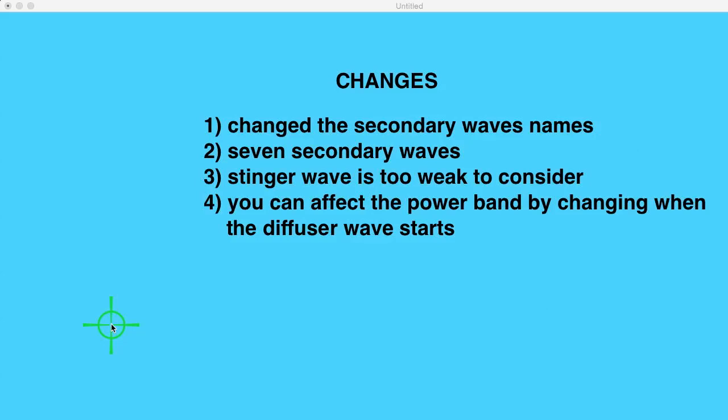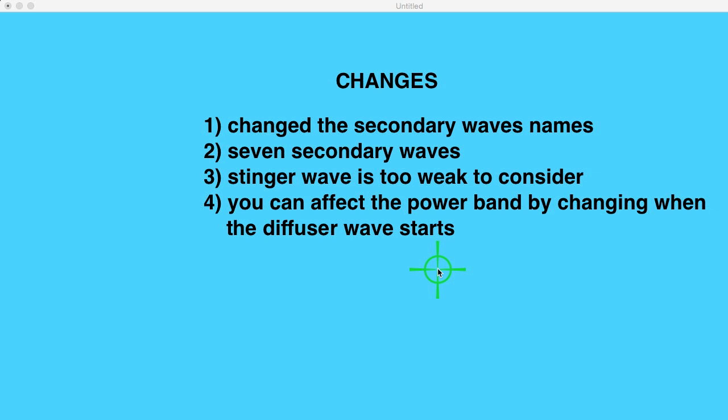Okay, I've done more research on the subject and have finished the changes I needed to make to EC Calc to incorporate the secondary waves. And from what I told you previously on the other video, these are the changes that are in effect.